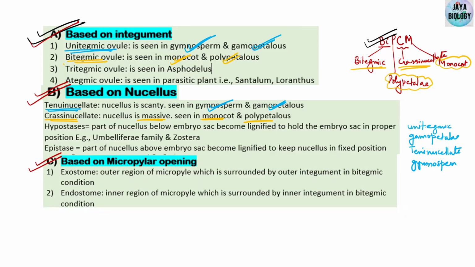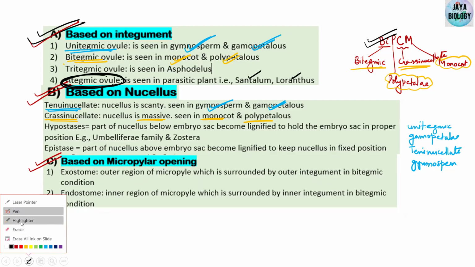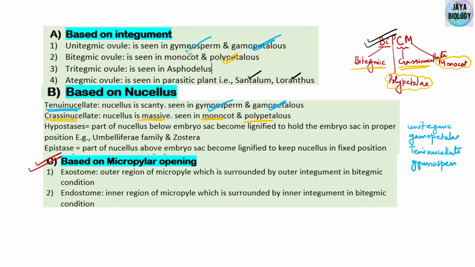Now, sometimes integument is absent. Generally, parasitic plants don't have integument. When integument is absent, we say ategmic ovule. Parasitic plants are Santalum, Loranthus, all these. For tritegmic condition, only one exception you have to learn: the tritegmic condition is seen in Asphodelus. So classification based on the number of integuments might be easy for you. Clear? I'll just rub it so that it becomes easy for you to see.